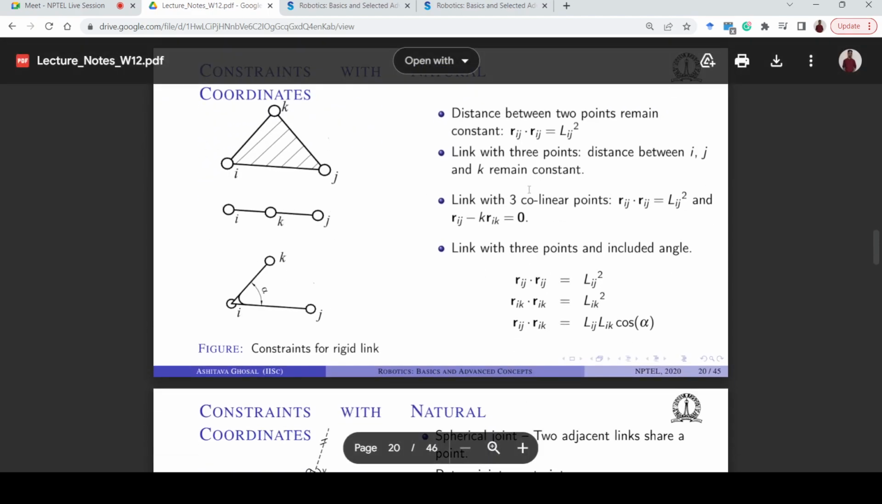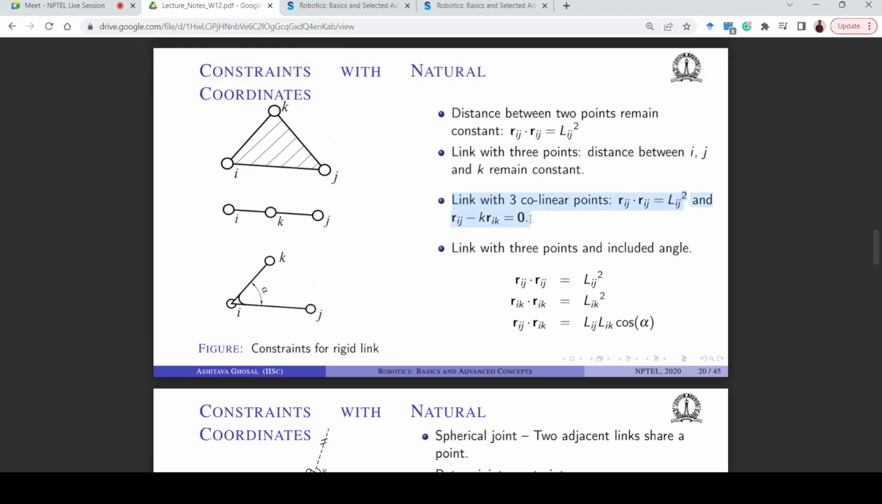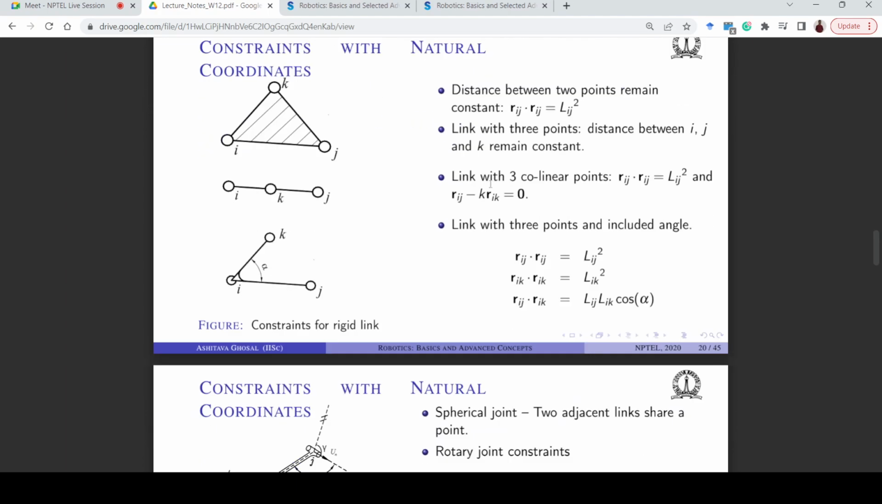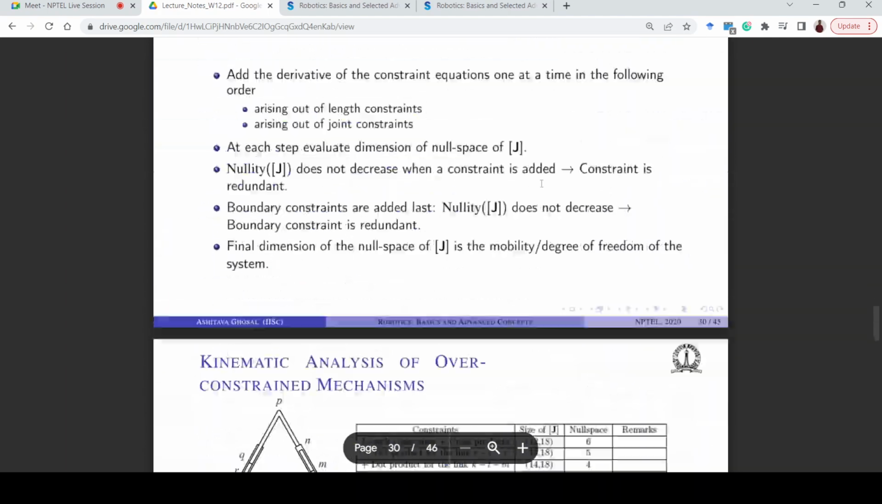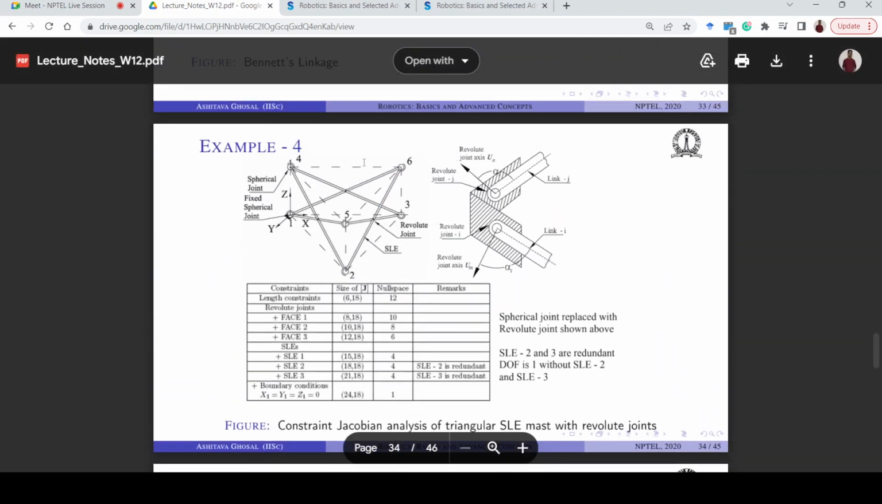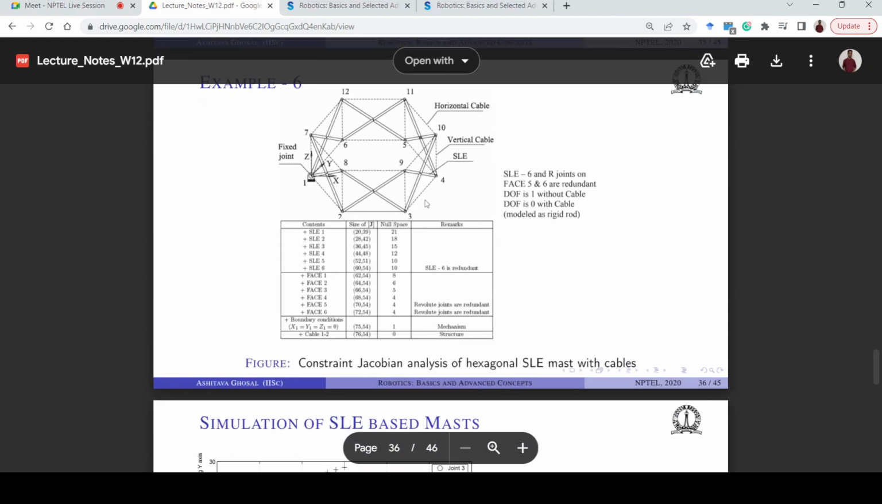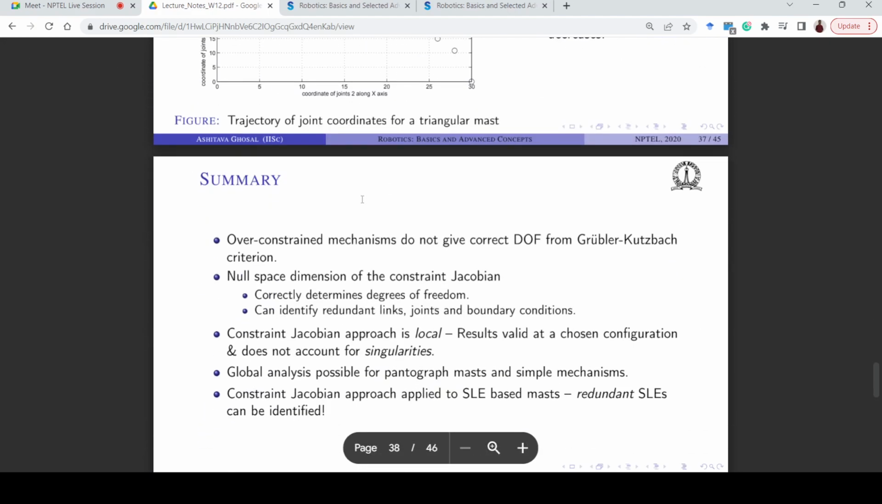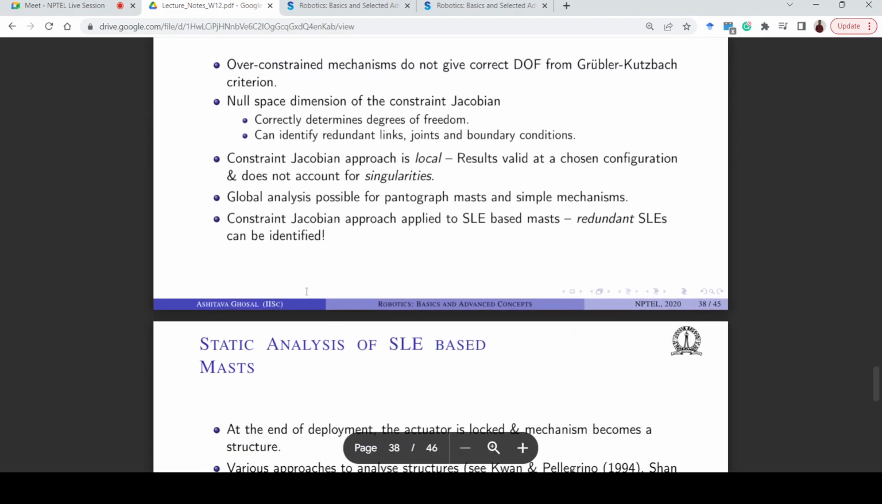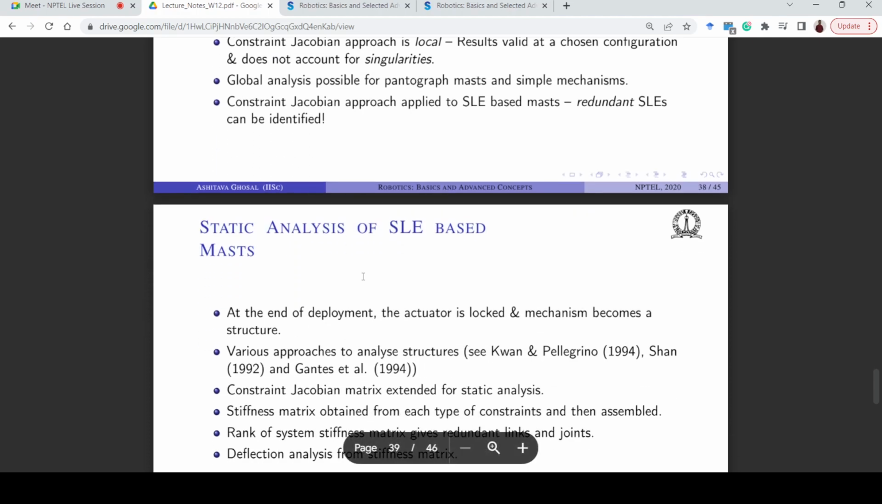If there is a linear constraint, right? There are three collinear points. Just use this, that all of them lie along a line. And then there was the static analysis of this scissor based mechanism, the pantograph mechanism based mast.